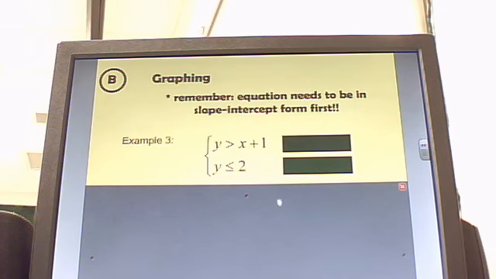Let's think about on the first one, is that one going to be dotted or solid? It will be dotted or dashed because there is no line underneath. And will it be shade above or shade below? It will be shade above because the greater symbol is near the y. So this one is dashed and above. On the second one, is it dashed or solid? Solid because it has the equal underneath. And is it shade above or below? Below because the smaller part of the inequality faces the y.